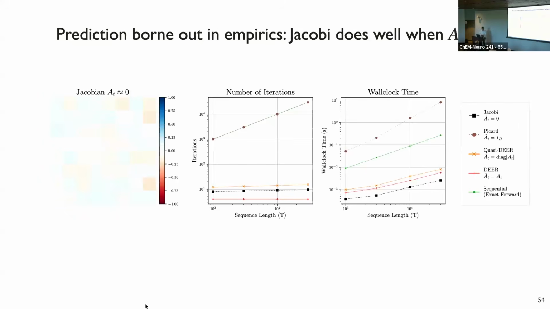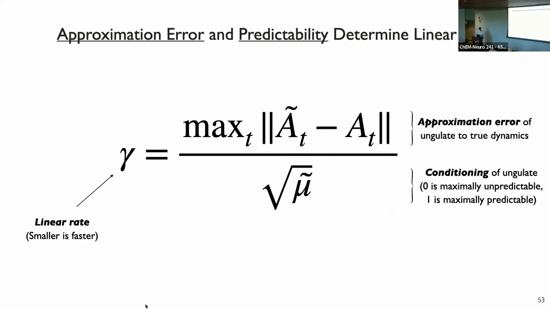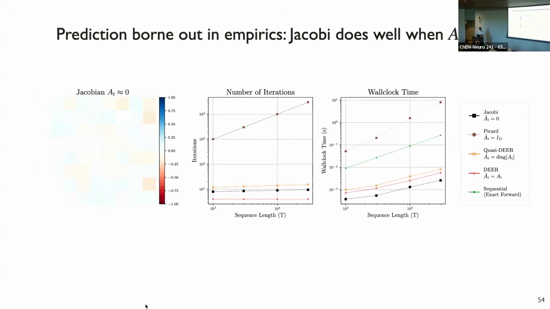Here's a simulation where the true dynamics are quite close to 0. I'm plotting the Jacobian of the dynamics here, and the plot range is from -1 to 1. So you can visually see the colors are pretty pastel. This is basically saying that the Jacobian is close to 0. And when we look at the number of Jacobi iterations in black, which approximate the Jacobian by 0, we see that we don't need very many fixed point iterations to get good convergence. On the other hand, Picard in brown, which was approximating by 1, needs a ton of iterations. It's basically just as slow as sequential. Meanwhile, quasi-DEER and DEER are converging quickly.